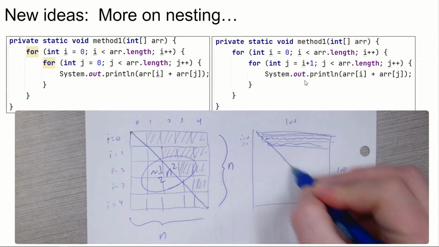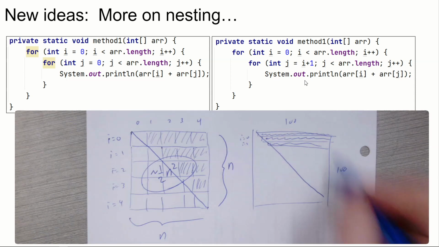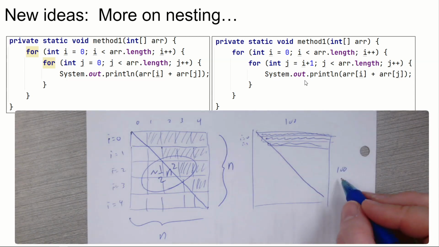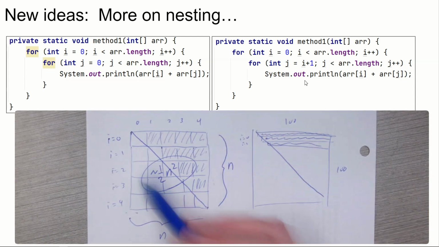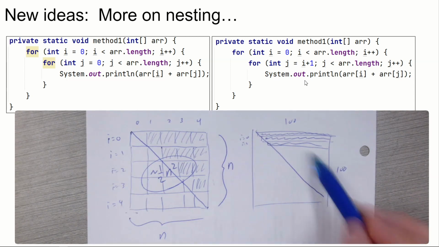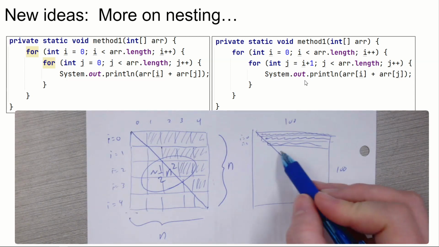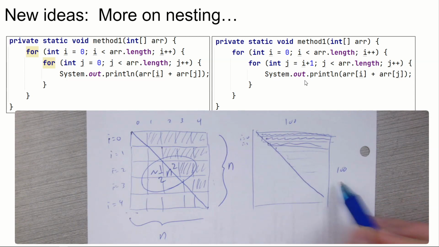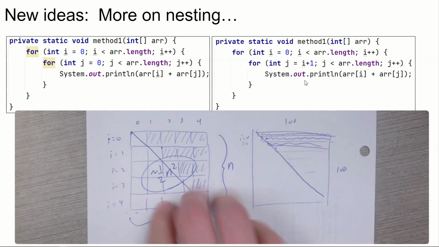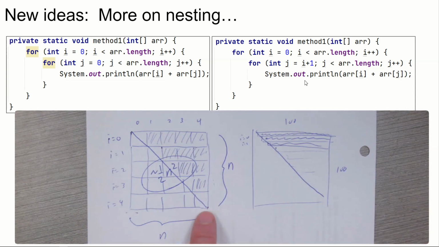So you're still going to loop over roughly half the area. Only this time the area isn't 5 times 5 is 25, but 100 times 100 is 10,000. But hopefully you can kind of visually see this geometric argument that the number of things that we visit is going to scale as the square of the array length, because you can represent it as this area.